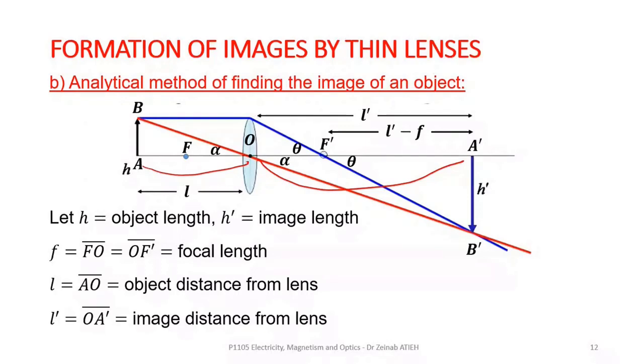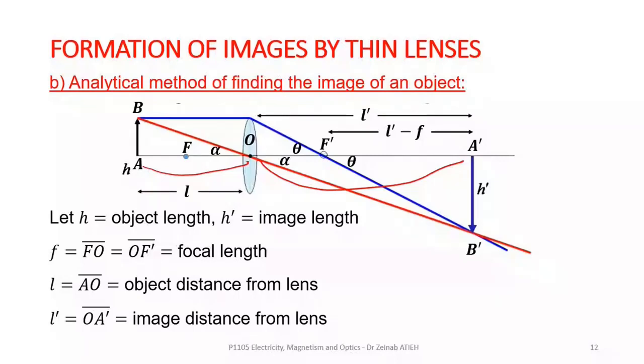Now we're just going to find the formula using this figure. In this figure, we have a real object. Everything is real, but the derivation is also valid for a virtual case, for a virtual object, for a diverging lens, for all cases. The derivation is true for all cases, but I'm going to explain it for this particular case.